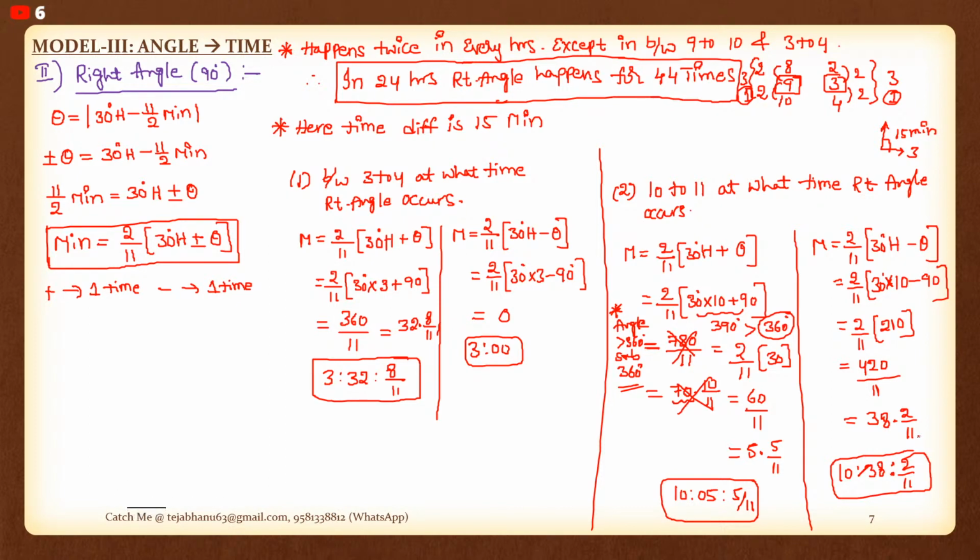Keep in mind, you may ask, sir, this is greater than 360, do we have to subtract 360 from this? No, because it is the angle you got after multiplying with 2. So that's why there is no need of subtracting 360 from this. Keep in mind.